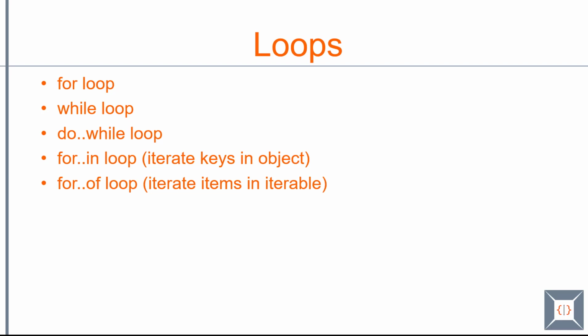The first one of those is for in, which is basically used to iterate all the keys available in an object. And the next one is for of, which is basically used to loop through all the items available in iterables. For example, array is one of the iterables. We'll cover these in more detail when we look at objects and the different types of iterables. For now, we are just going to look at the first 3 loops.